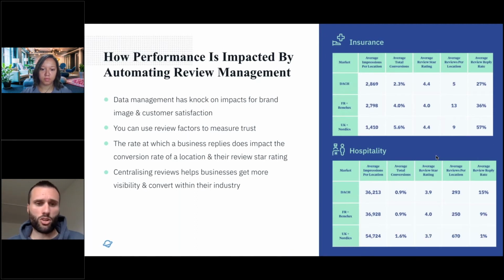Centralizing reviews helps businesses get more visibility and convert within their industry because it's a lot easier to reply and create that trust element. I always like to say as well that when you're replying to a review, you're not replying just to that one person, you're replying to everyone else who comes later and reads that review.